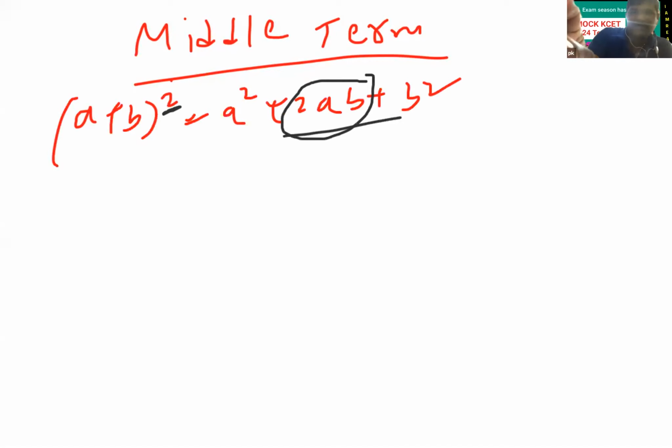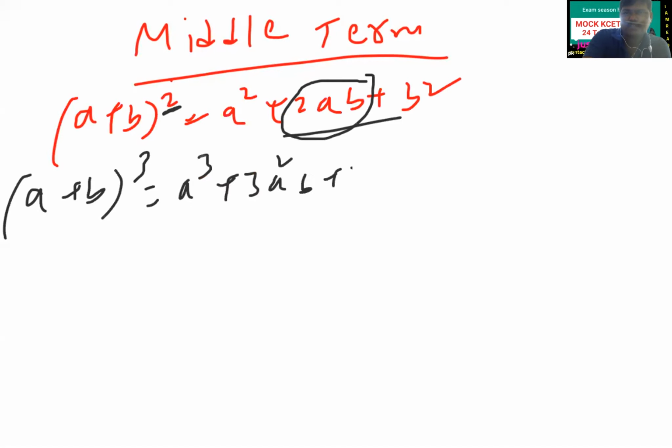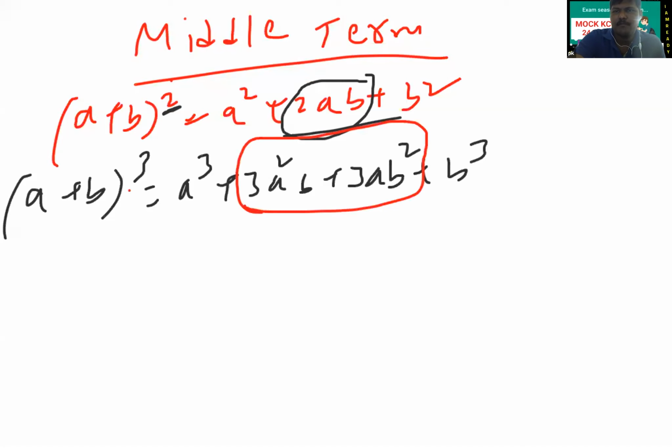Suppose you see this formula, a plus b whole cube formula. A cube plus 3a square b plus 3ab square plus b cube. How many middle terms are there in this? Two middle terms are there. For odd numbers, we have two middle terms. Okay. For that, we have formula.